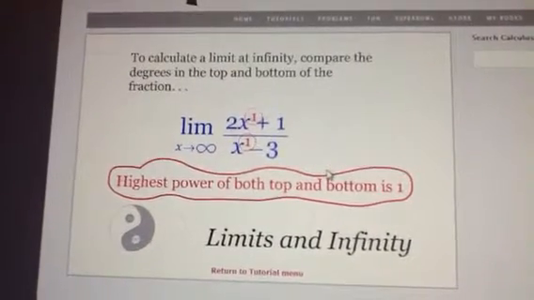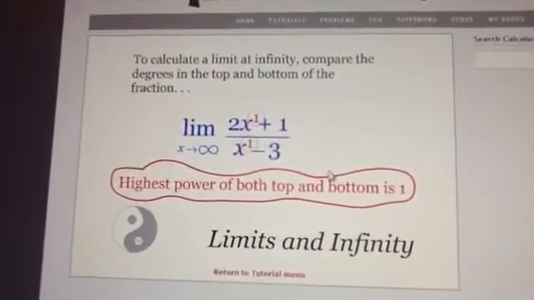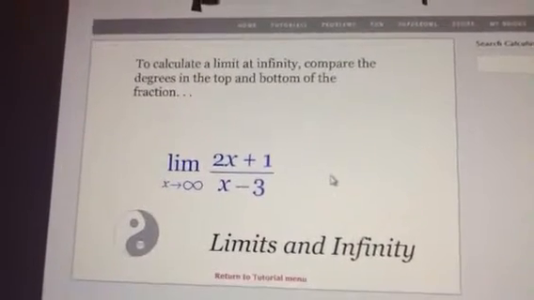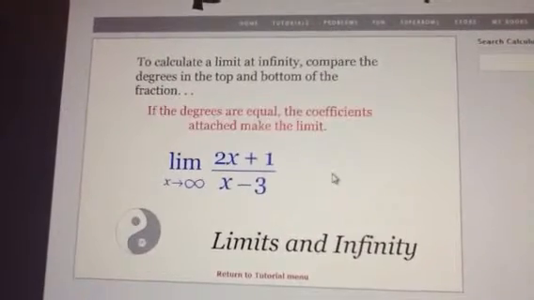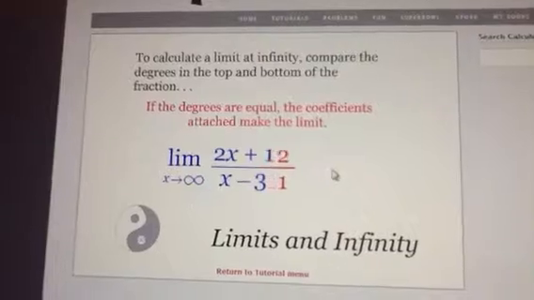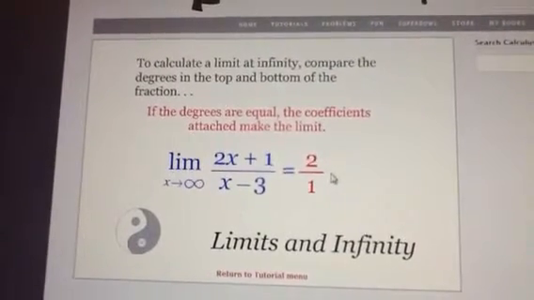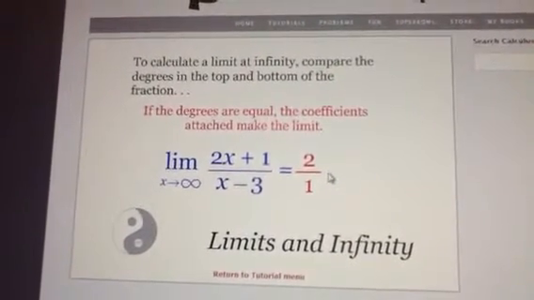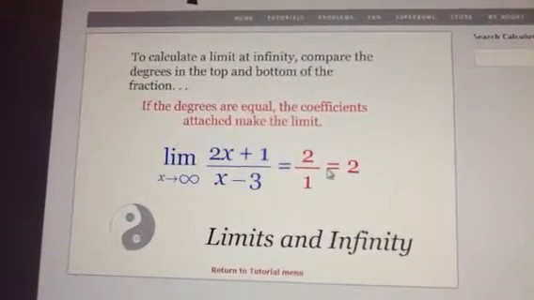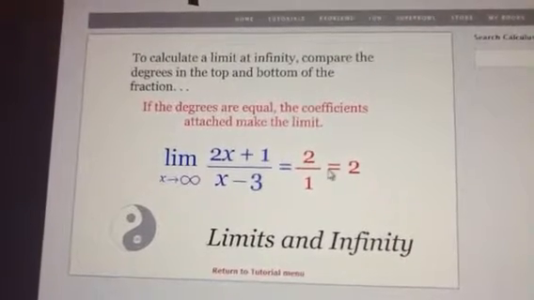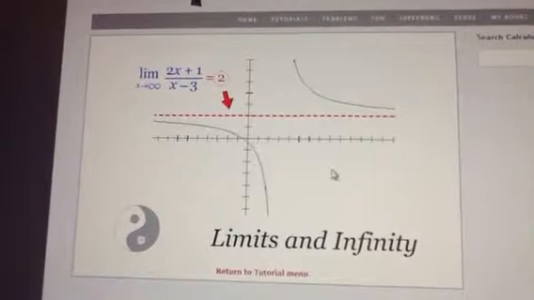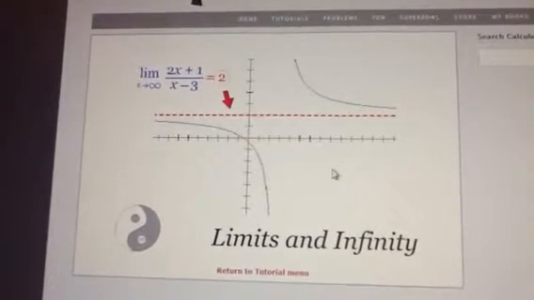Now, in this case, the degrees of both the top and the bottom of the fraction are equal, and therefore the limit at infinity of this fraction is going to simply be the coefficients attached to those highest degrees. Again, sounds like a lot of gobbledygook. We just take the coefficients of those x terms to make up the limit. Therefore, the limit will be 2 over 1, and we say that the limit as x approaches infinity of (2x + 1) divided by (x - 3) is 2. And remember, we already know from the graph of f that the horizontal asymptote is 2, so it checks out.